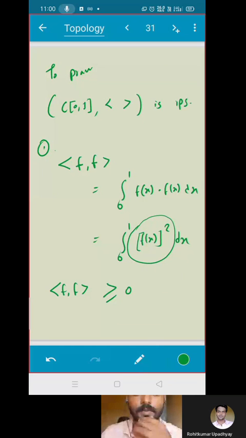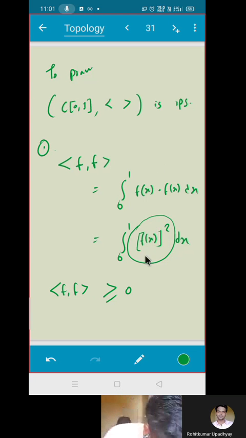I'll just repeat once again. We want to prove that C[0,1] with the inner product defined is an inner product space. First property: I need to prove that the inner product of f, f should be positive. The inner product of f, f is the integral 0 to 1 of f of x into f of x, which is same as the integral 0 to 1 of f of x the whole square dx. By the previous theorem I have proved, if my function is positive, then the integral is positive. So here my function is positive.